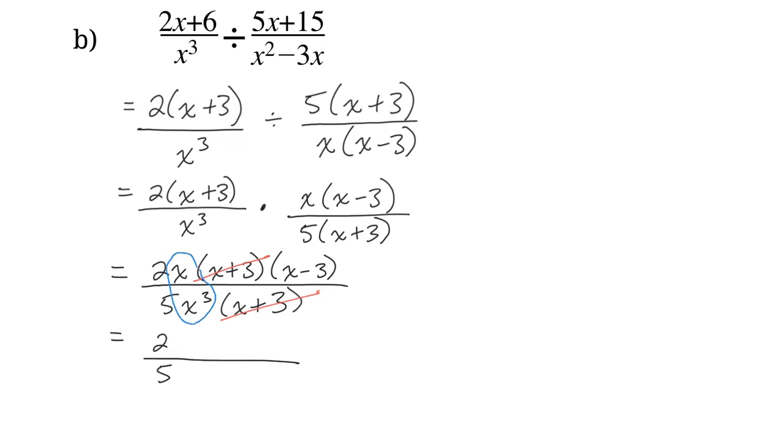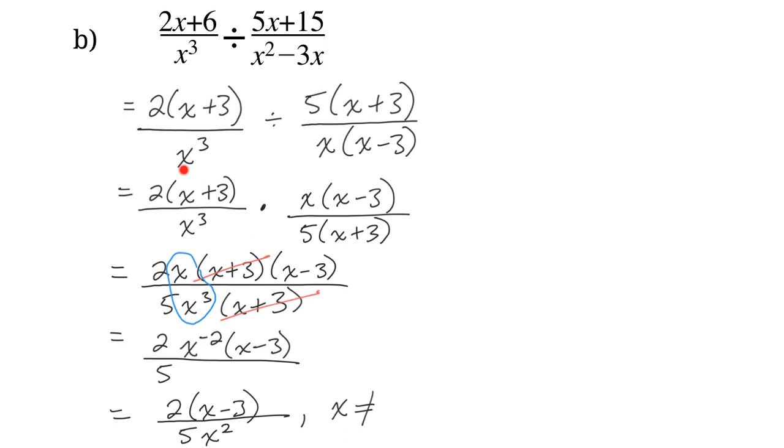x divided by x cubed is just x to the power of negative 2 and times x minus 3. So we have a negative exponent here, and we need to bring this into the denominator, so we can rewrite this with a positive exponent. So that becomes 2 times x minus 3 over 5x to the power of 2. And we have to state our restrictions. We need to find out what x cannot be equal to.